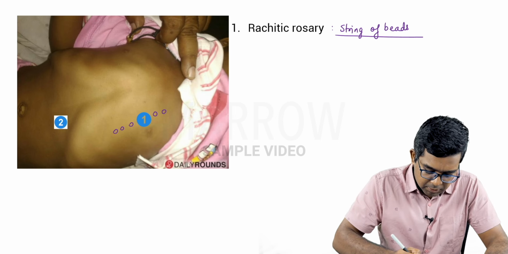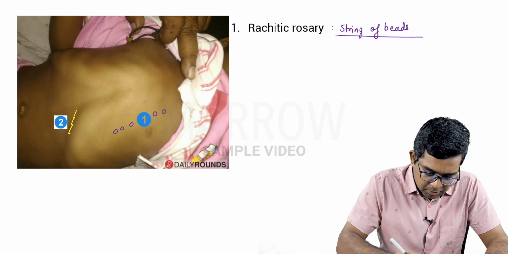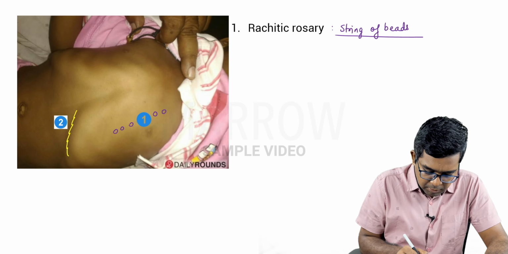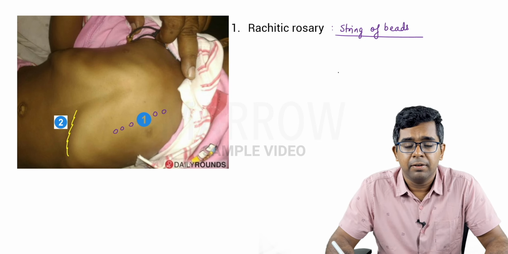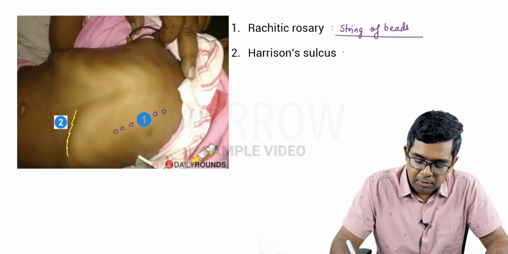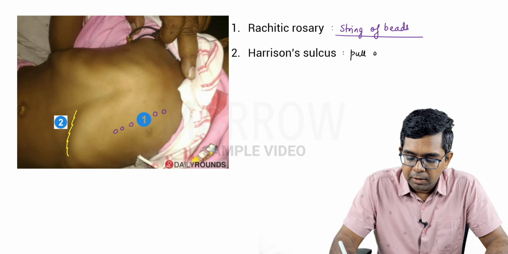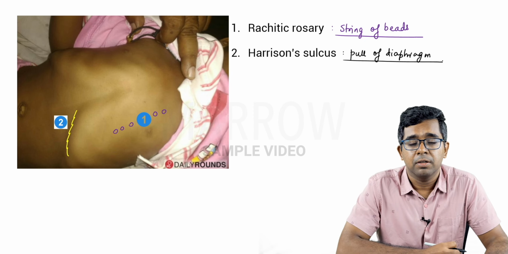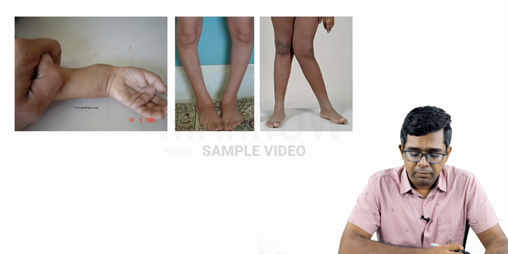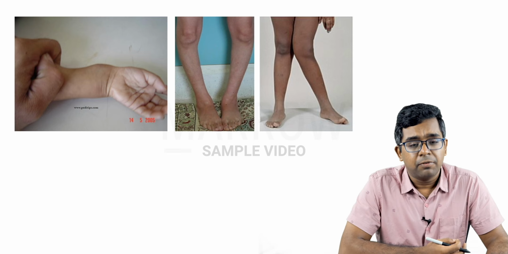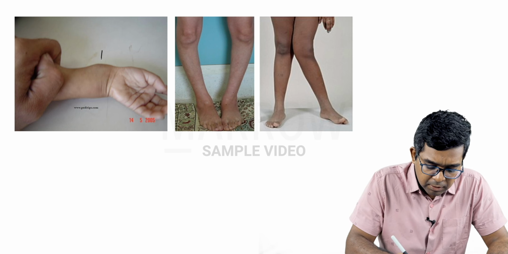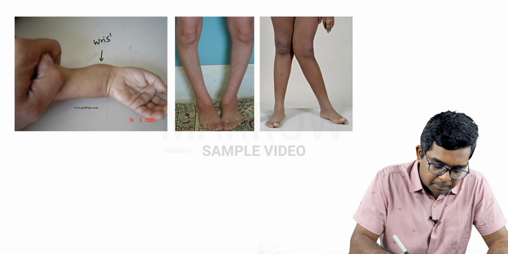Number two, which is at the lower border of the rib cage. Can you see that lower border of the rib cage, where you can see a depression, and this depression is created by the pull of diaphragm called as the Harrison sulcus. Okay, so this is due to the pull of diaphragm. That's the second important feature of rickets in the chest. Then we move on to the next set of features, which is related to the findings in the limbs. One is very characteristic. What is that? Wrist widening.